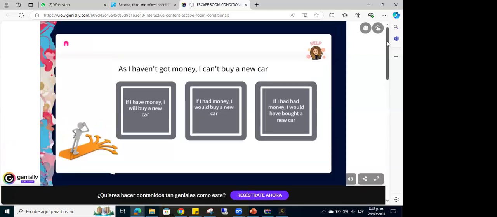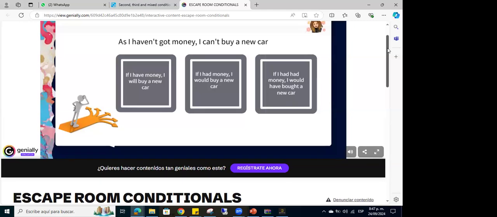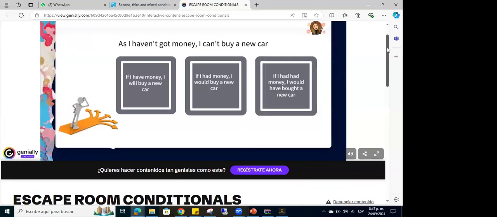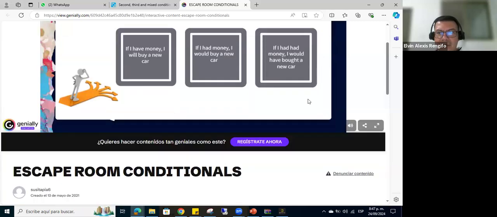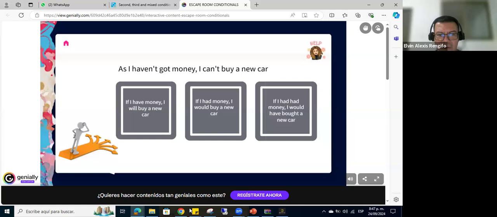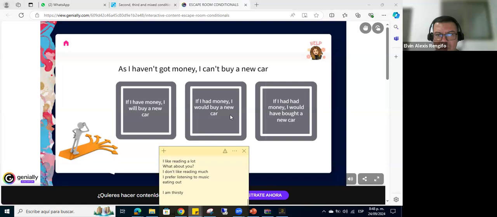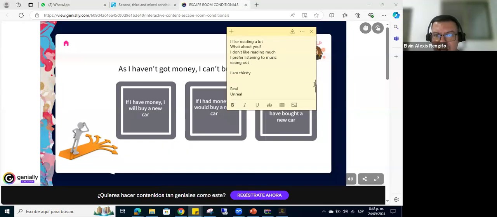I haven't got money. If I had had money, I would have bought a new car. No, it's this one. Aquí está diciendo, como no tengo plata, que no se confundan con ese haven't. De pronto se confundieron ahí, lo vieron como un pasado, no. Okay. Recuerde que the if clause of a past condition is with had, not with have. So the if clause of a past condition is with had.